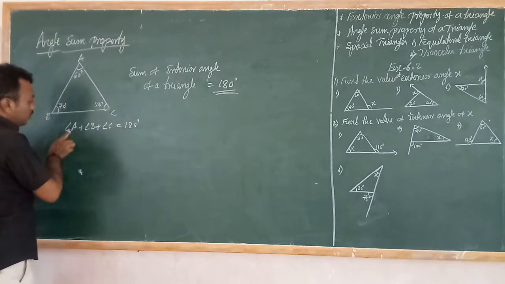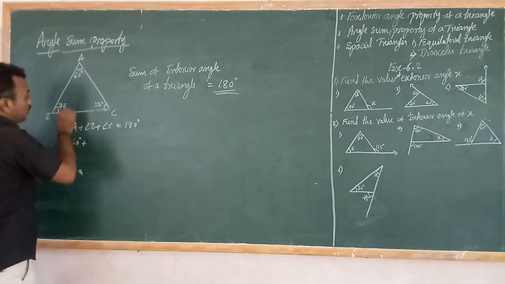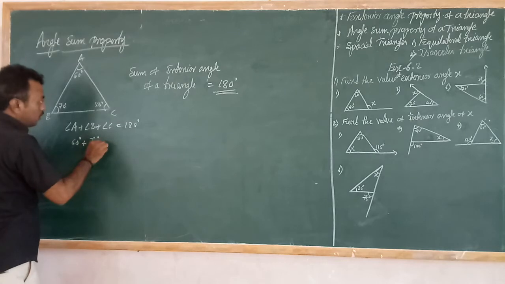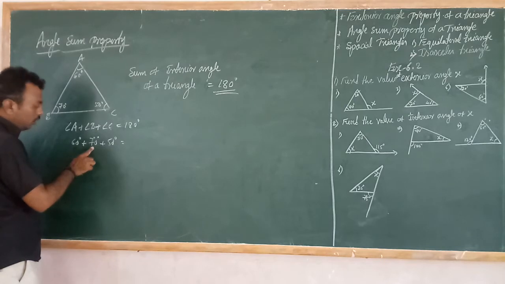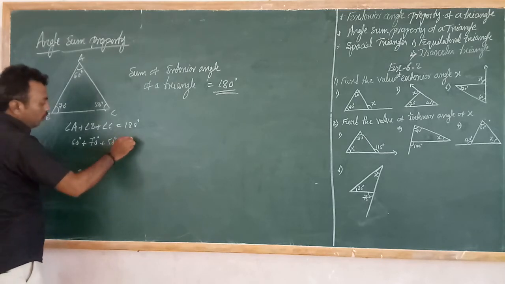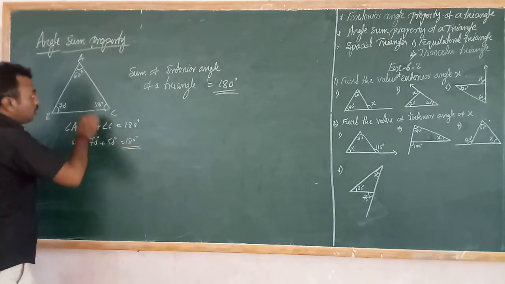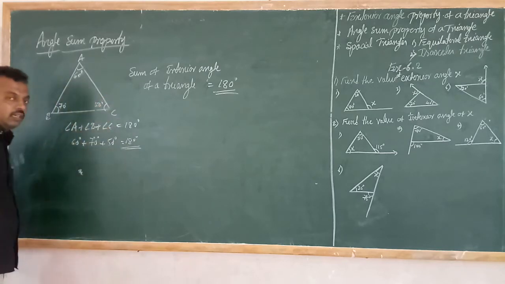Let me check it. Angle A is how many degrees? 60 degrees, plus angle B, 70 degrees, plus angle C, 50 degrees. The sum of these three angles is equal to 180 degrees. So 60 plus 70 is 130, 130 plus 50 is 180 degrees. So these are the angles of a triangle.